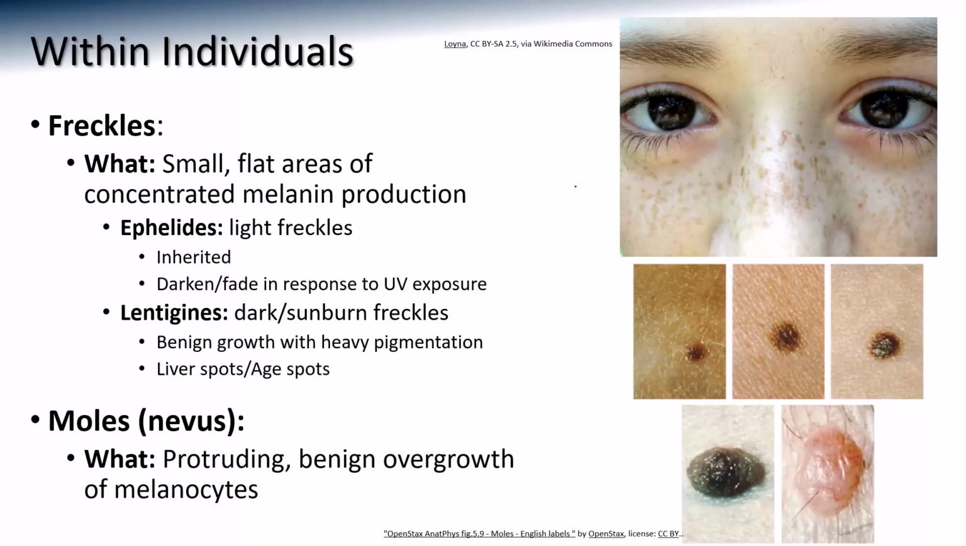Now, moles are something specific, so they're also called nevus, and they are a protruding spot. So that's the big difference between moles and freckles. Moles protrude, and they are a benign overgrowth of melanocytes. So those octopus cells that produce the melanin, when they overgrow in one spot, they start pushing up on each other like this and produce a mole.